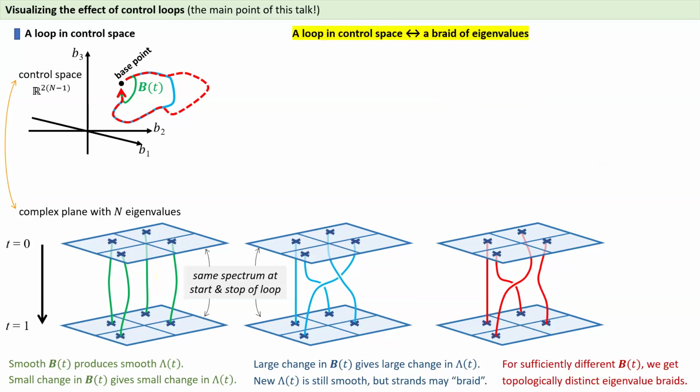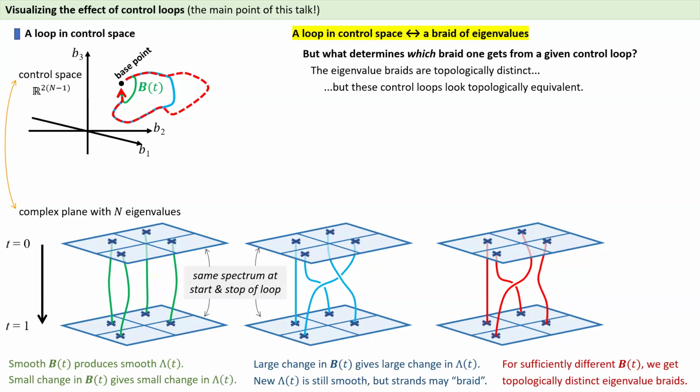So I would say that the first takeaway here is that every loop in control space corresponds to a braid of eigenvalues. There's a correspondence between them. But there's something puzzling here, because this braid is topologically distinct from this one, which is topologically distinct from this one. But when I look at their corresponding loops, these loops can be smoothly deformed into each other. There's no obvious topological distinction between them.